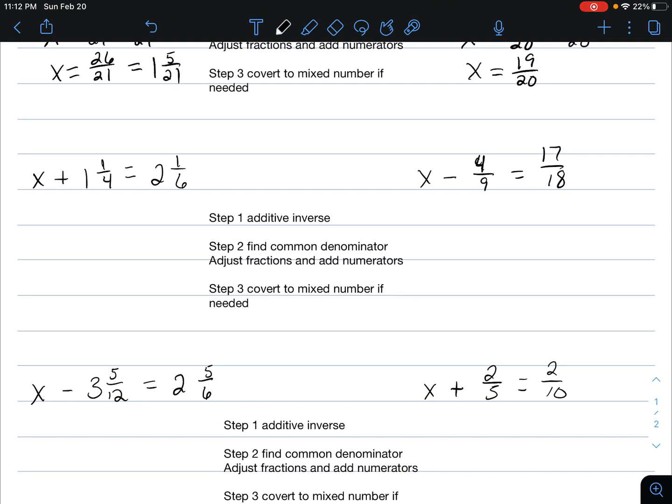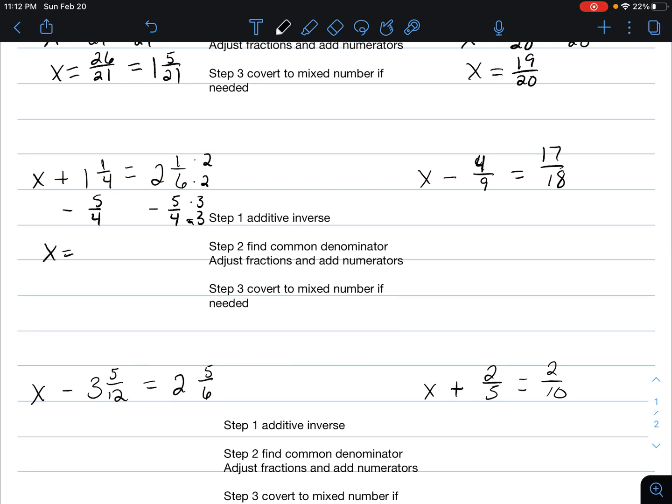Alright, here now we have two mixed numbers, so the first thing I'm going to do is take the additive inverse, but once I have my x, I'm going to convert these into improper fractions. So minus, this becomes 5/4. So minus 5/4. Our common denominator here is 12, so I multiply this one by 3, this one by 2.